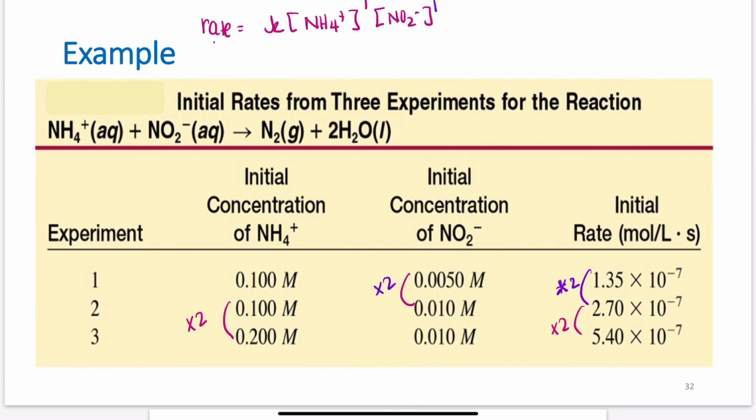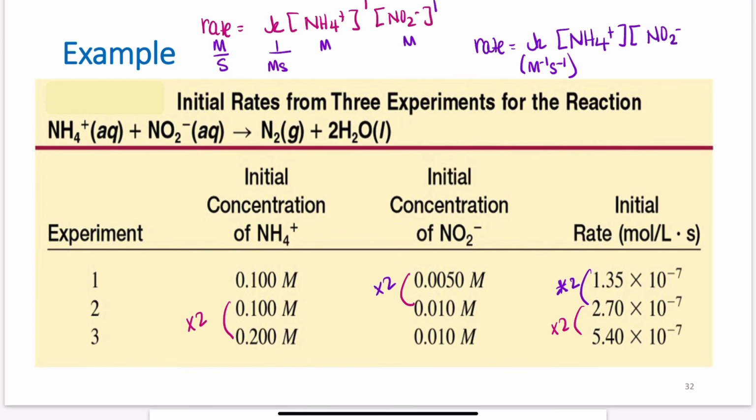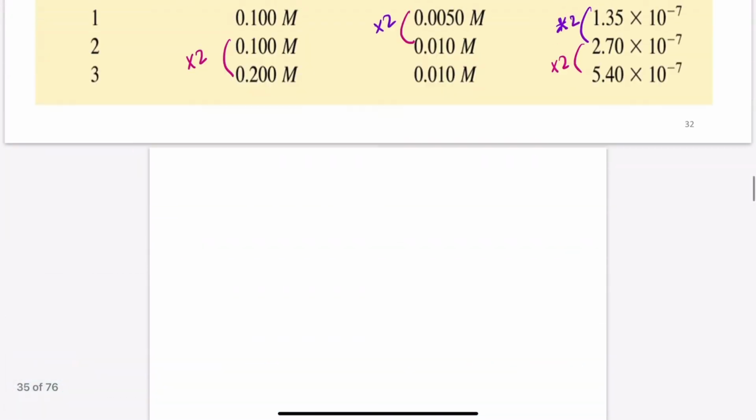And if I wanted to find my units here, molar per second, because they're each 1 over molar seconds. So the rate here is equal to K with units molar to the minus 1 second to the minus 1 times the concentration of NH4 plus times NO2 minus. Again, you're welcome to do it by math. It's just, for me, faster to do it without the math. And that's the end of that module.